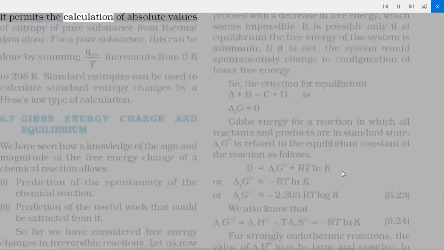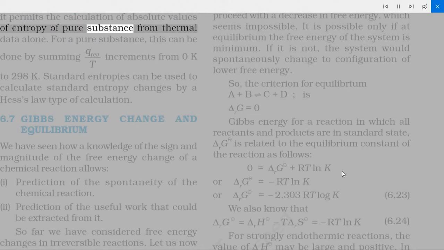It permits the calculation of absolute values of entropy of pure substance from thermal data alone. For a pure substance, this can be done by summing q_rev/T increments from 0 K to 298 K. Standard entropies can be used to calculate standard entropy changes by a Hess's law type of calculation.